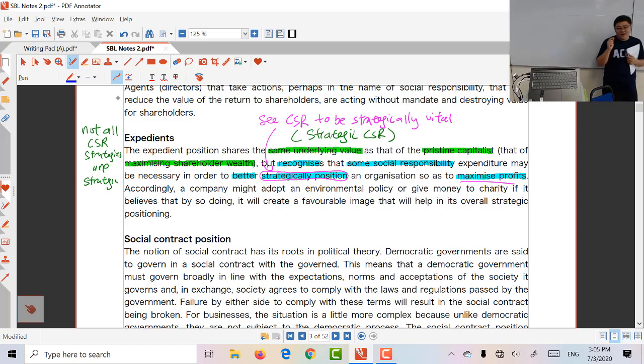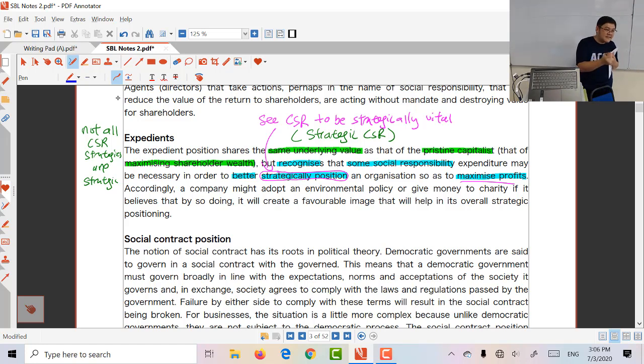So not all CSR strategies are strategic. What do you mean? Again, example: let's say MCKL decided to organize a blood donation. Is that CSR? Yes. If it's a CSR, would you agree that's a CSR strategy? Our strategy is to call for a blood donation. Now, that is definitely a CSR strategy.